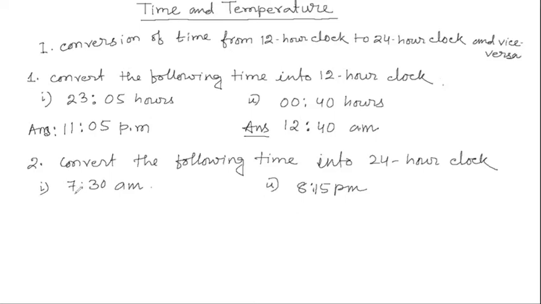We just have 7:30 AM here. No need to add anything. The hour is less than 12, so the time in 24-hour clock will be just 7:30 hours. And 8:15 PM, PM is here, so that's why we will add 12 to the hour. If we add 12 to 8, you will get 20, and the minutes will be the same.